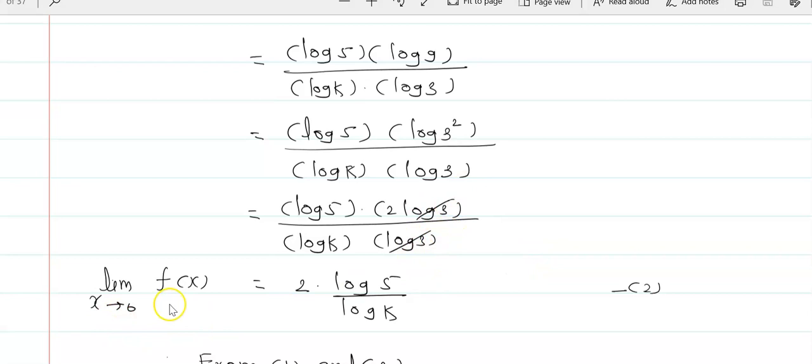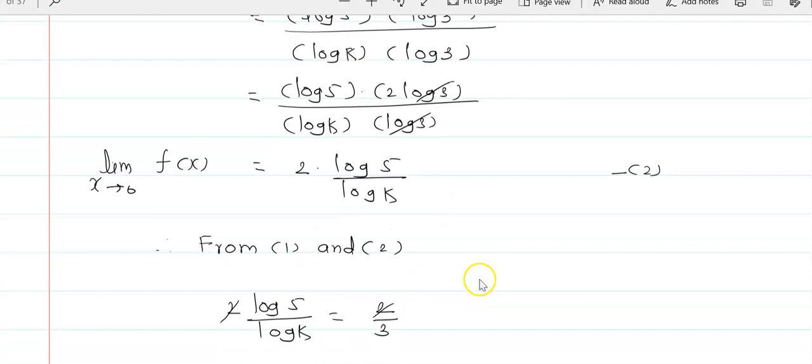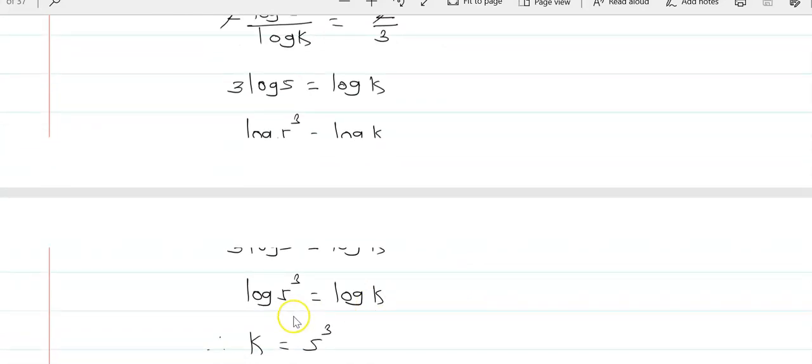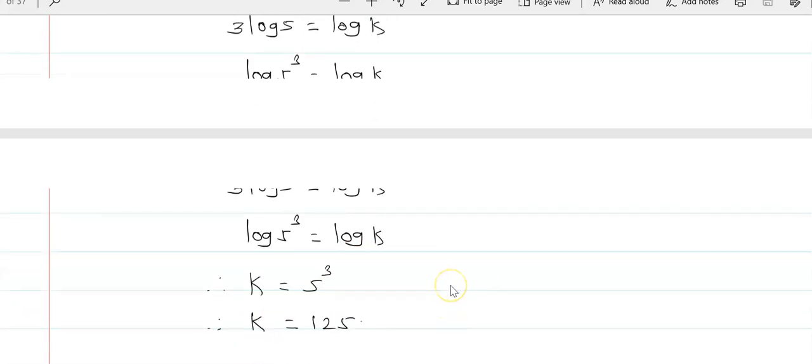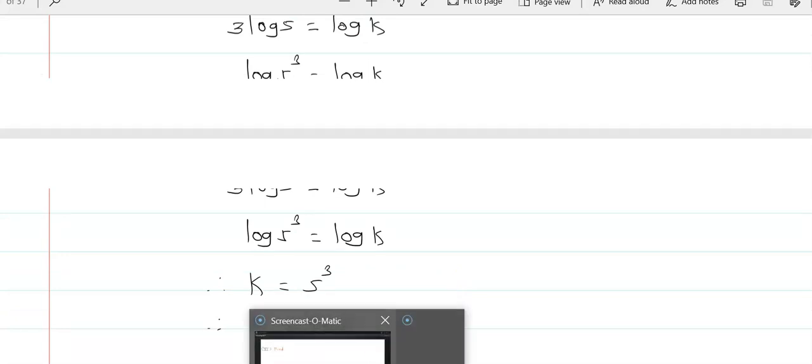Therefore you will get limit x tends to 0 f of x is equal to 2 into log of 5 upon log of k. Therefore from 1 and 2, 2 times log of 5 upon log of k is equal to 2 upon 3, 2 gets cancelled. Cross multiplication: 3 times log of 5 is equal to log of k. That is, log of 5 raised to 3 is equal to log of k, and log gets cancelled. Take antilog on both sides. Therefore k is equal to 5 raised to 3, k is equal to 125.